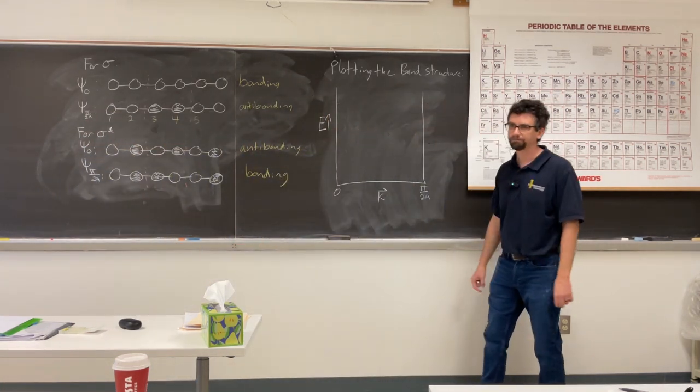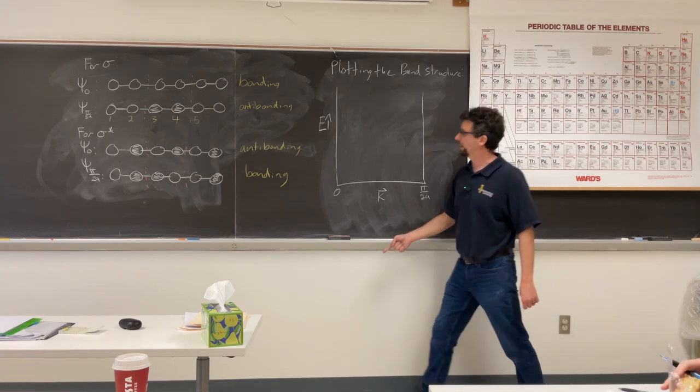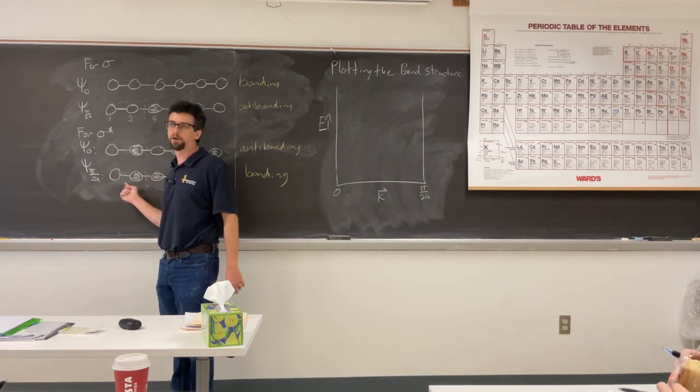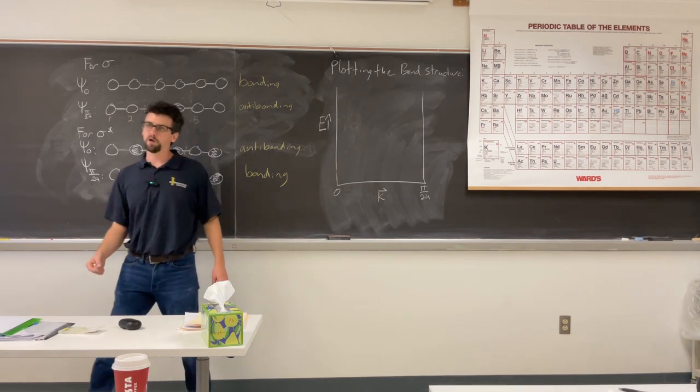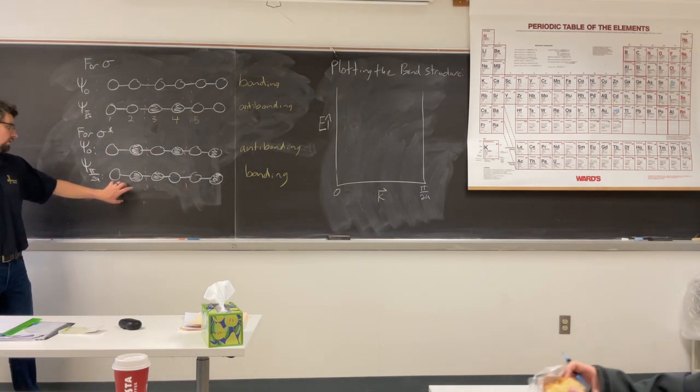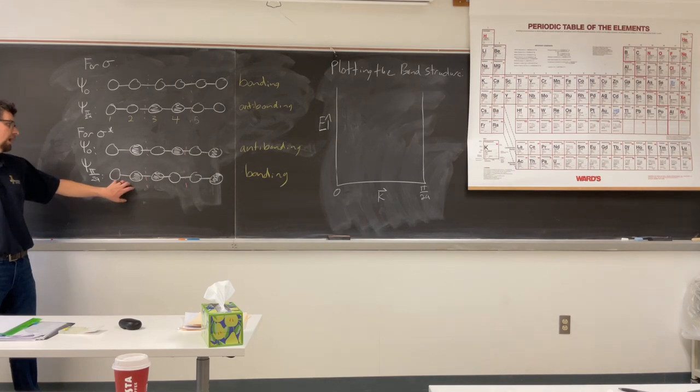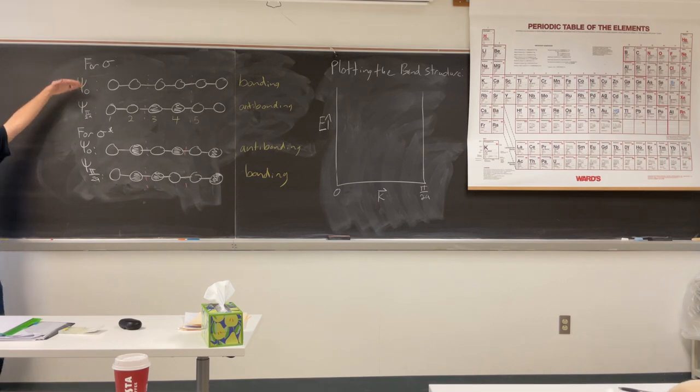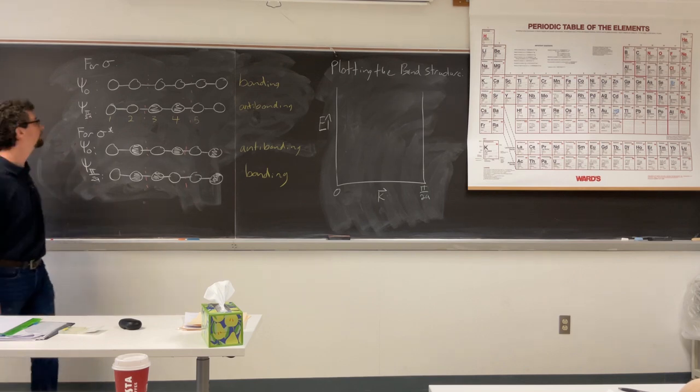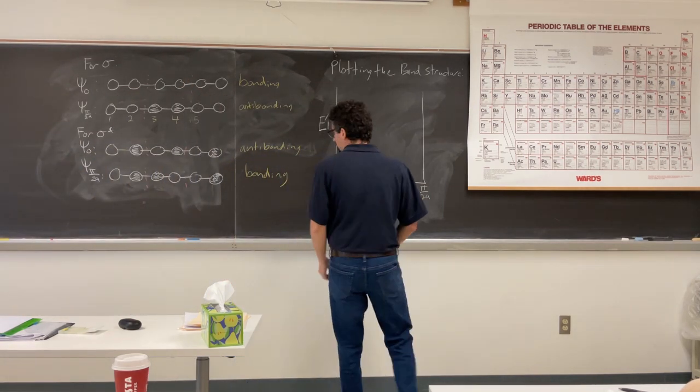Okay, now, MO diagram. We had 2 AOs. How many MOs came out? 2. How many AOs do we have in our unit cell? So how many bands do we need to draw? 2. We're going to have 1 for that sigma type interaction of the molecule and 1 for the sigma star. Okay, let's plot out this one first. Okay, at the zone edge.